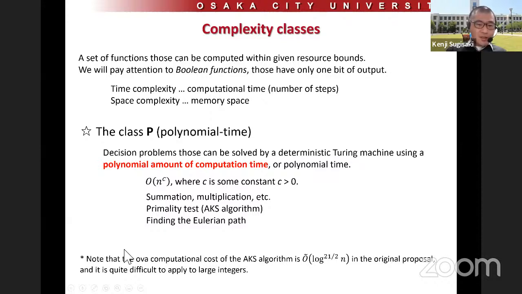A good example is the AKS algorithm. The computational cost of the AKS algorithm is something like this. Roughly speaking, it's polynomial, about n to the 11th power. So in this case, primality testing is polynomial using the AKS algorithm, but it is very difficult to apply for large integers.